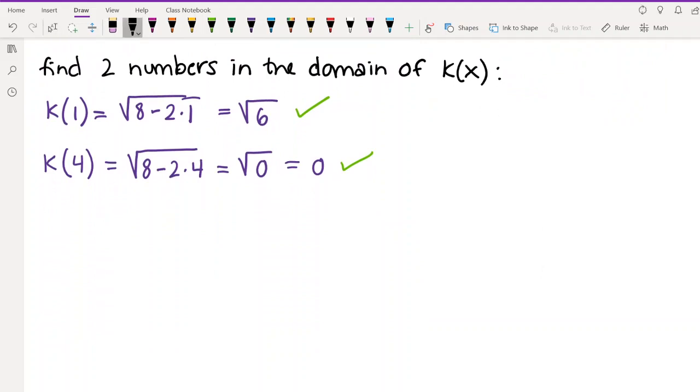Okay, so let's now find 2 numbers that are not in the domain. I should have said this earlier, but as always, I'd encourage you to pause this and try to come up with them yourself. 2 numbers not in the domain.